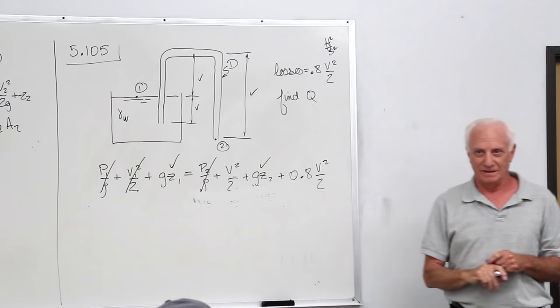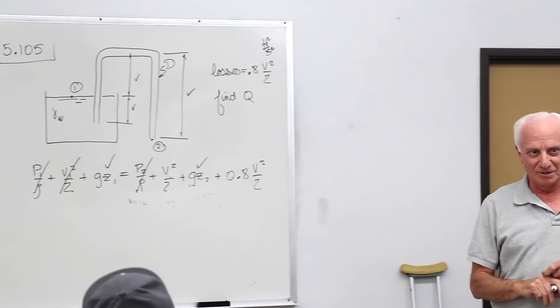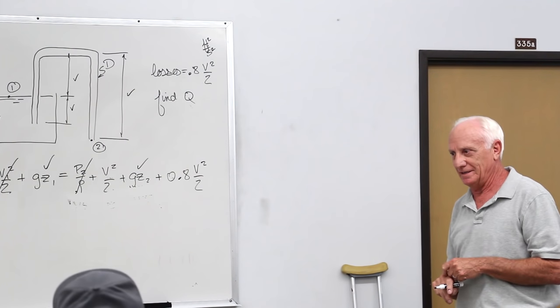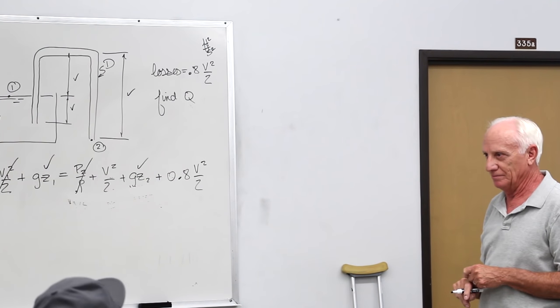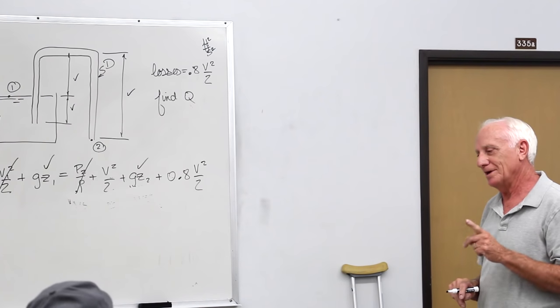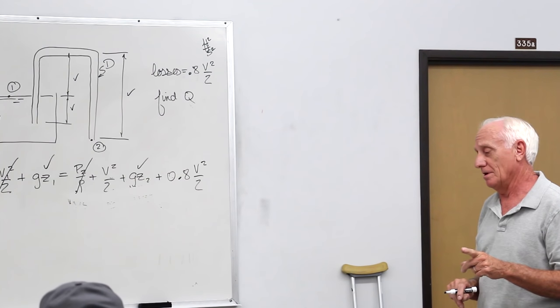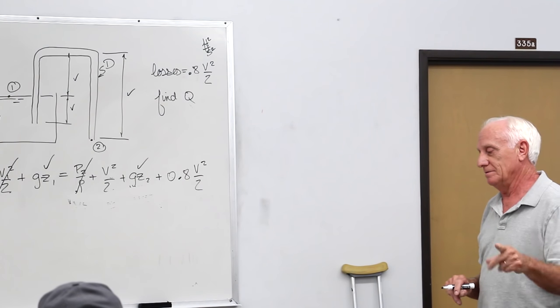Solve the equation for V. Once you get V, multiply it by the area of the pipe, pi d squared divided by 4. End of problem. You've got Q. But make sure you know what those V's are. There's a V1, there's a V2, and there's a V.